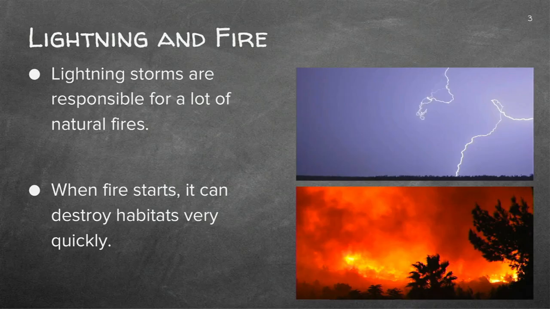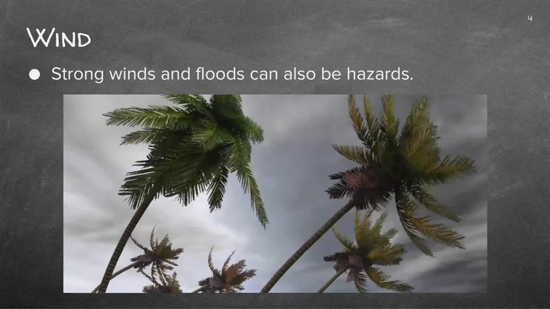Lightning and fire. Lightning storms are responsible for a lot of natural fires. When fire starts, it can destroy habitats very quickly. Also, if you're in places like Cape Town, there's a lot of wind there near Table Mountain. So if a fire breaks out, it's very difficult to put out. Wind. Strong winds and floods can also be hazards.